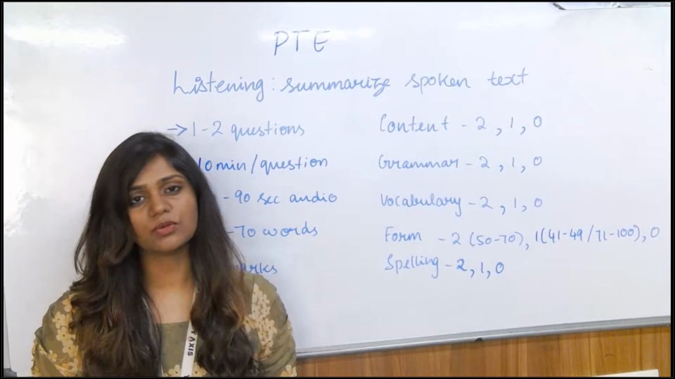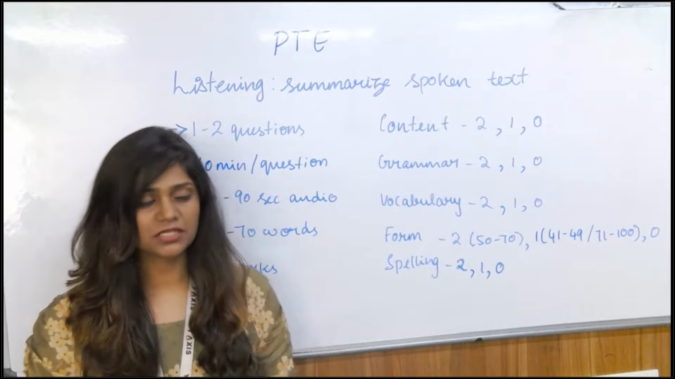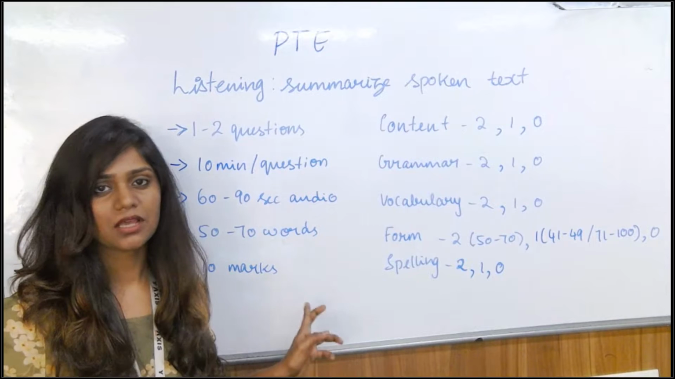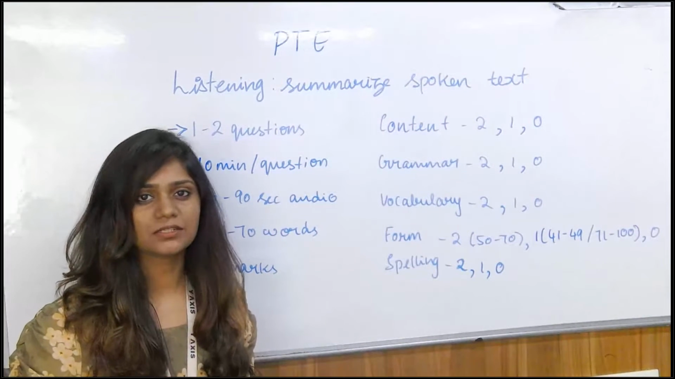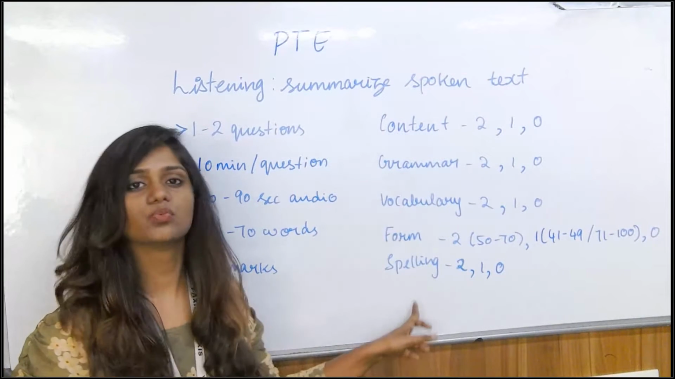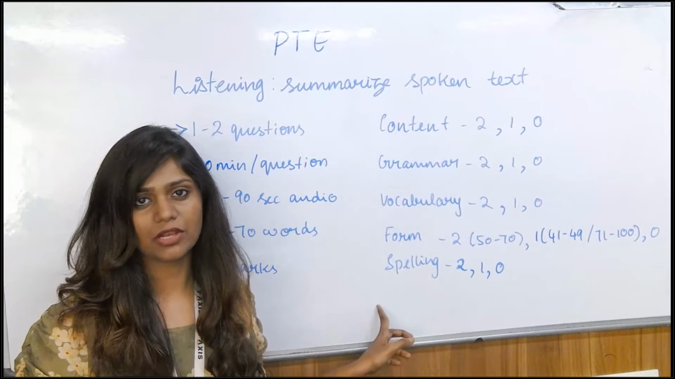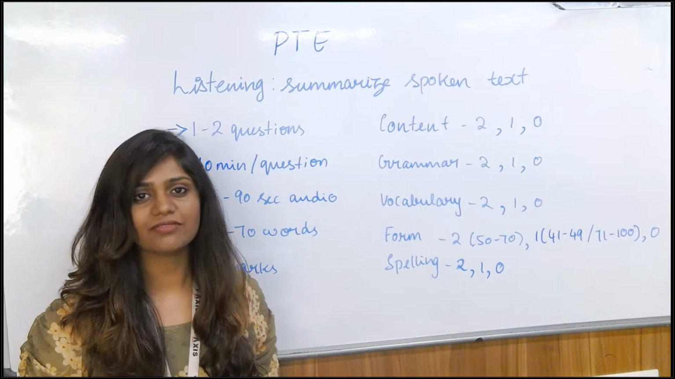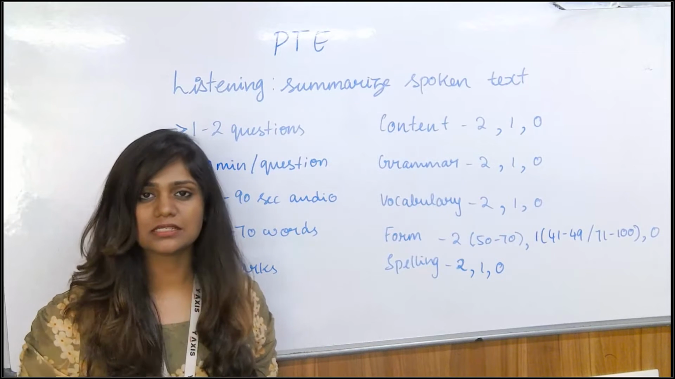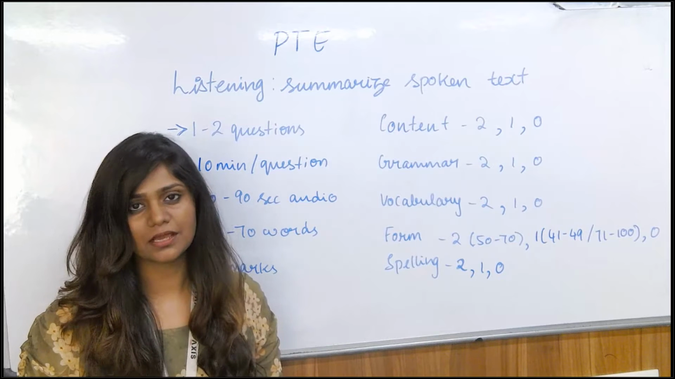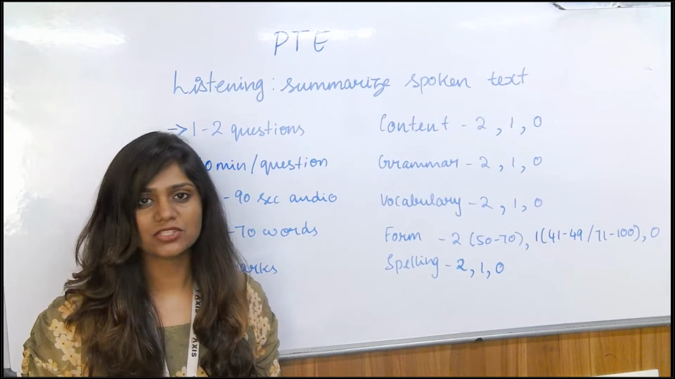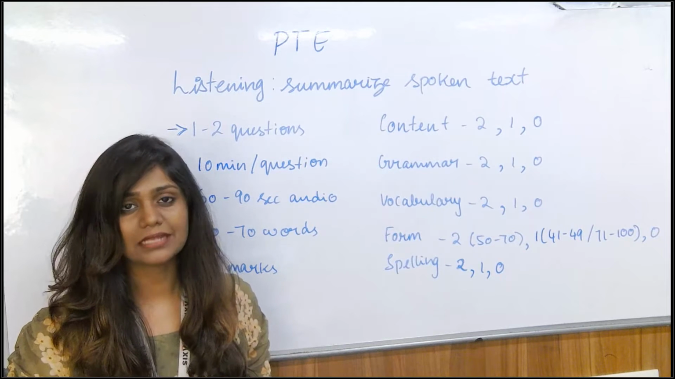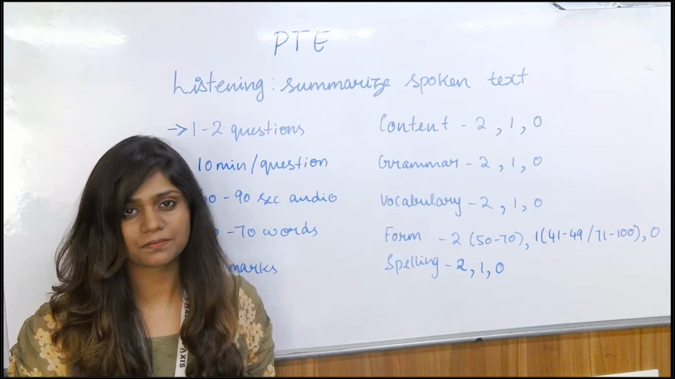For each summary, you will be given 10 minutes, and you're also expected to write within the word limit of 50 to 70 words. You would also be evaluated based on these factors, which would be similar to the evaluation parameters that you had in the summarized written text. You're given 10 minutes to write down a summary. That is similar in both cases. Whereas here, you're evaluated based on content, grammar, vocabulary, form, and spelling, which is new to you here.